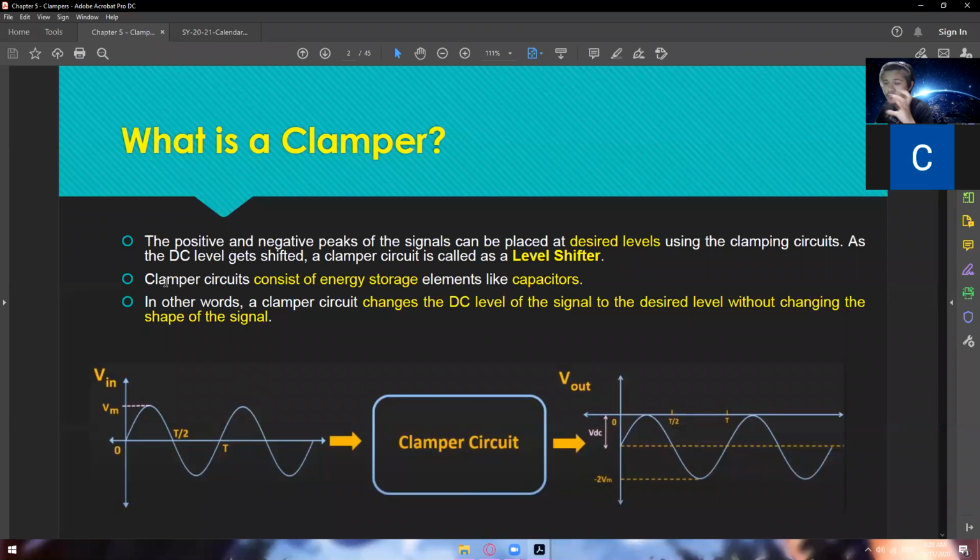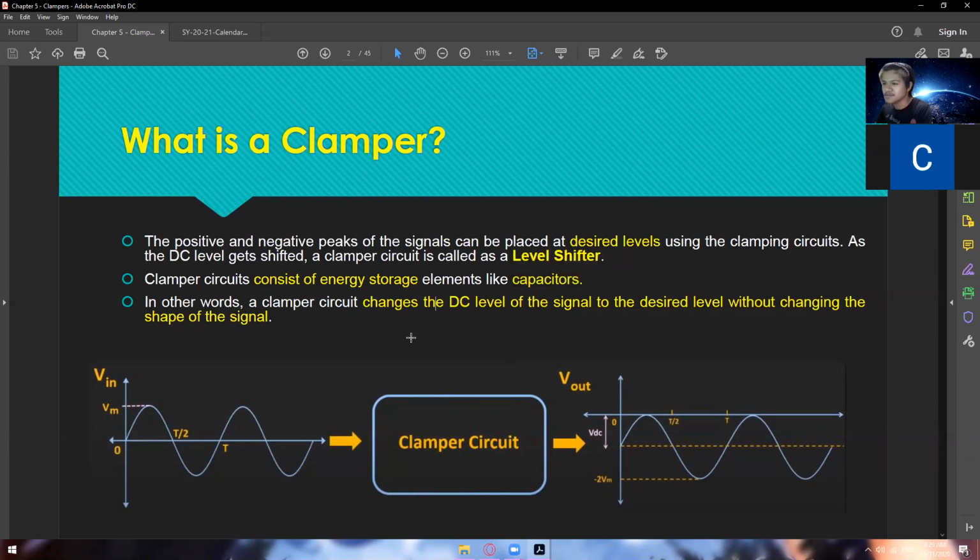Basically, a clamper circuit consists of energy storage elements like capacitors. This is what makes it possible to not distort or change the shape of the signal, with the use of a capacitor. This one has a major role in a clamper circuit.